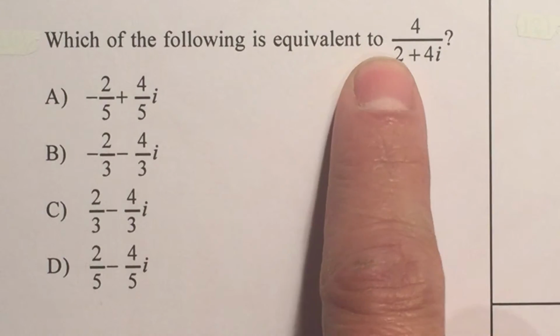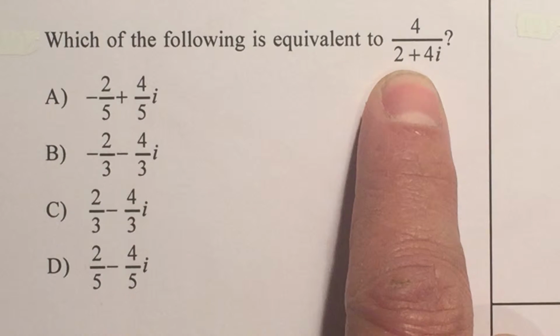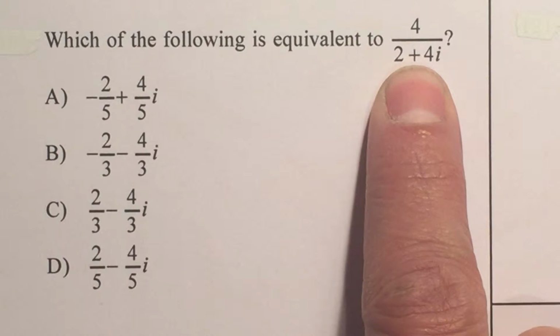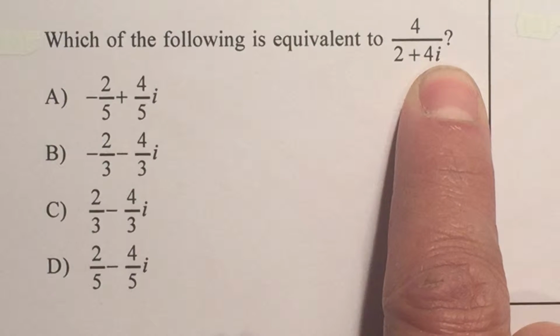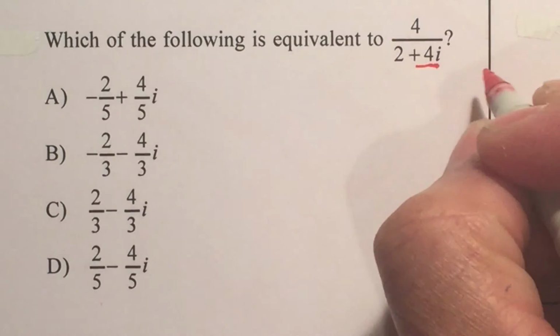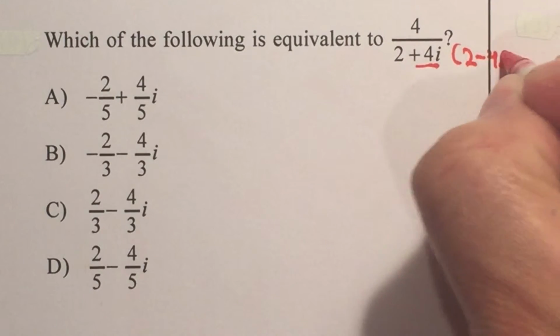Which of the following is equivalent to 4 over 2 plus 4i? In this case, we have a complex number on the denominator, and we want to get rid of the i on the denominator. So therefore, we're going to multiply by something that we call the conjugate. This is a positive 4i, so therefore I'm going to multiply by 2 minus 4i.